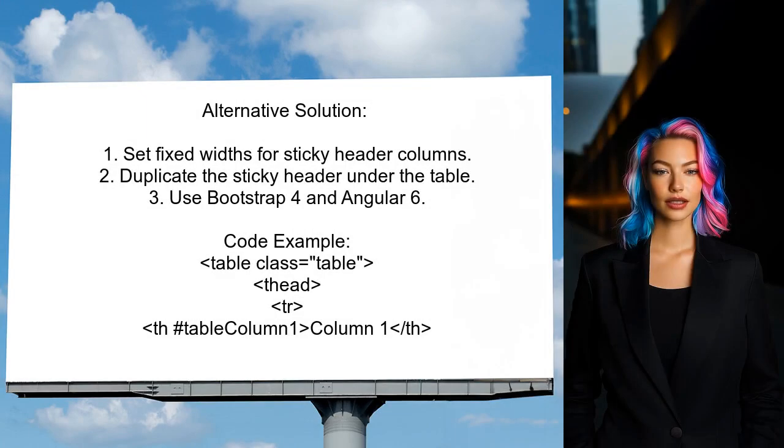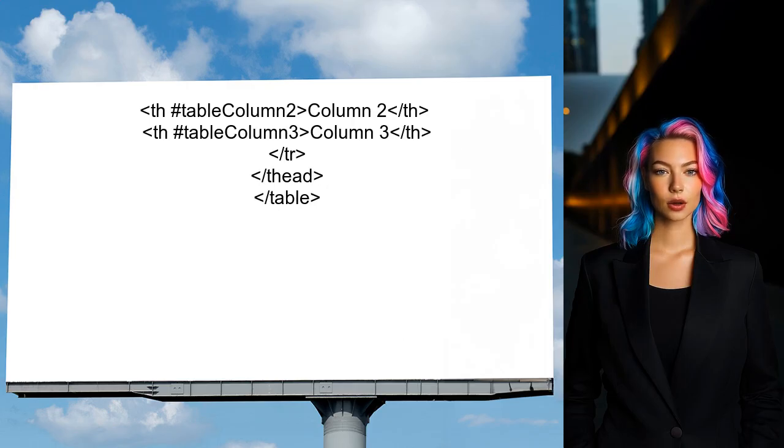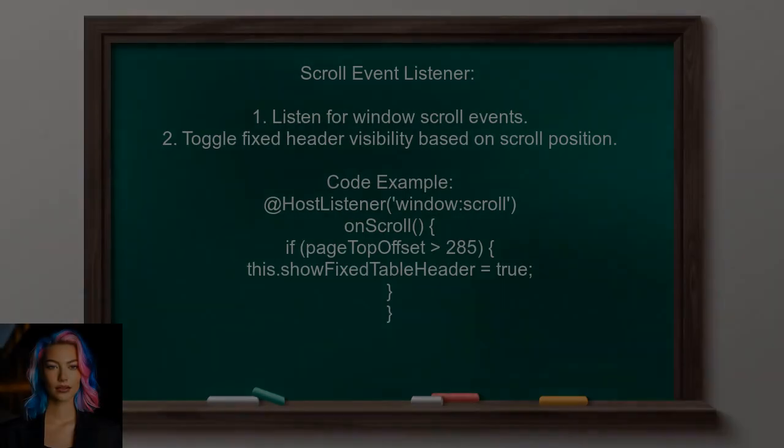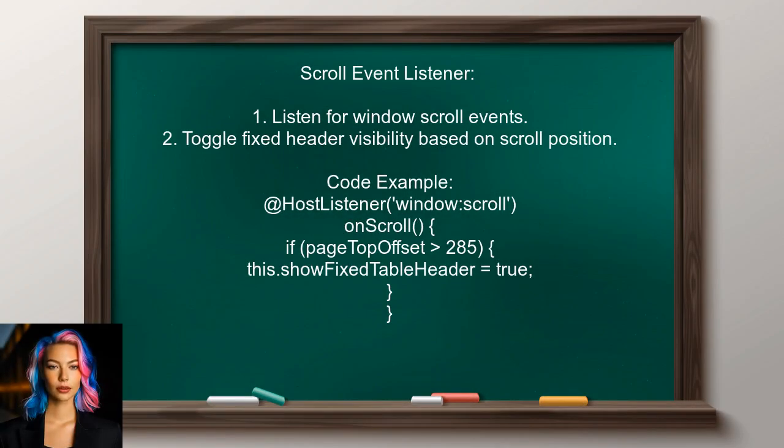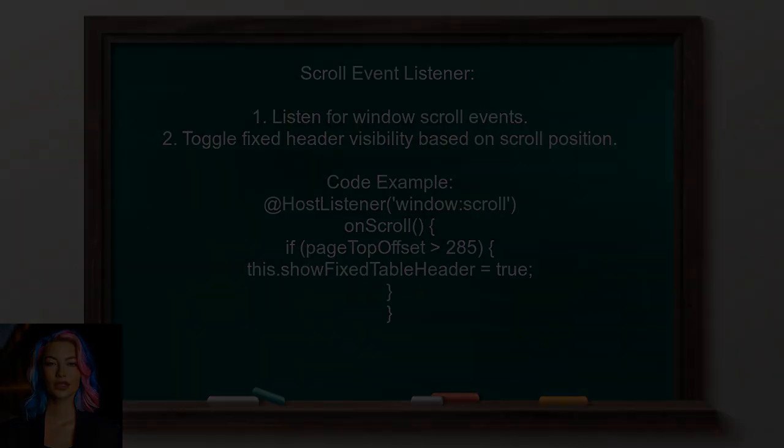An alternative solution to styling a sticky table header involves setting fixed widths for the columns in the sticky header and duplicating the header below the table. This method helps maintain the width of the column name's content. The user implemented this solution using Bootstrap 4 and Angular 6. In the component's TypeScript file, a scroll event listener toggles the visibility of the fixed header based on the scroll position. When the user scrolls down past a certain point, the fixed header appears, ensuring a consistent user experience.